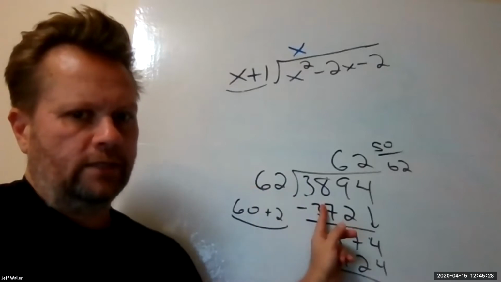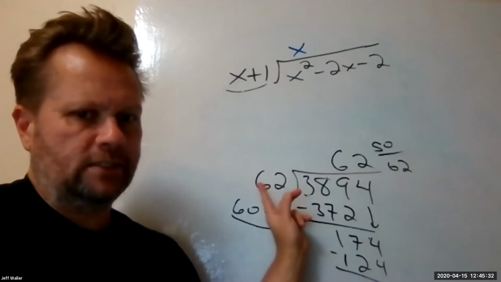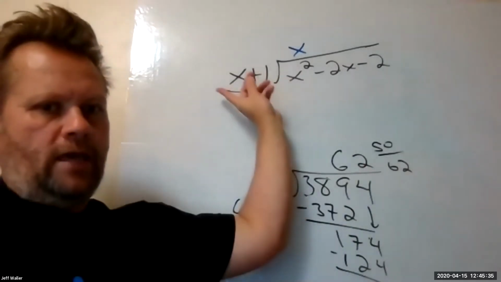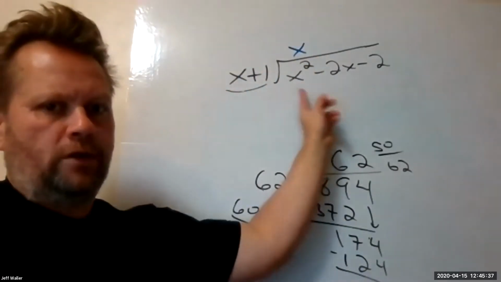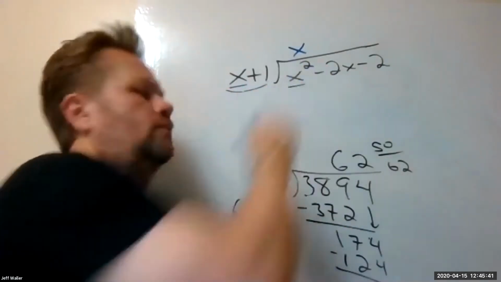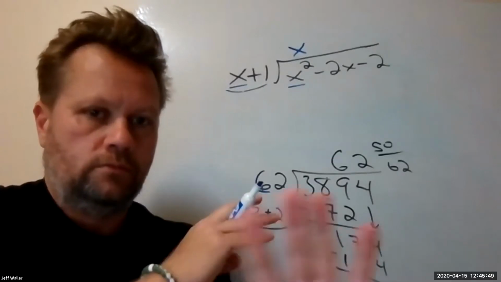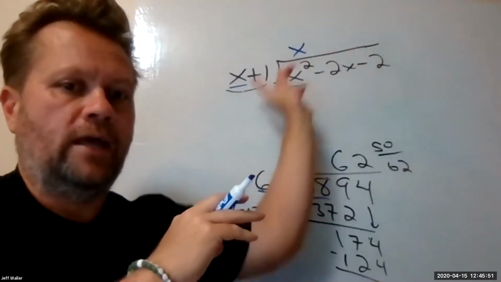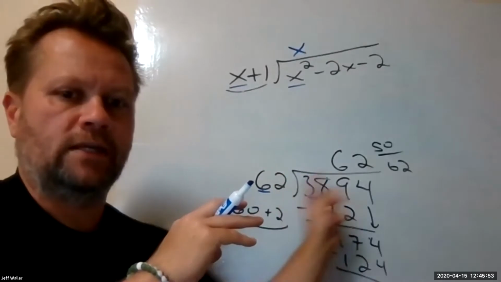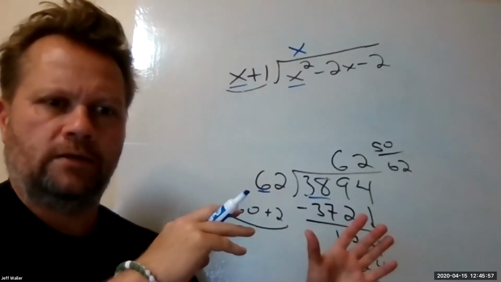6 into 38 goes 6 times. Then I did 6 times 62 and wrote it down. X times what is x squared? I'm just going to worry about the first parts, the same way I just worried about those. X. So, okay, I'm with you. That's how I got an x up here, right? X times x is x squared. 6 times 6 is close to 38. It's the same idea, right?